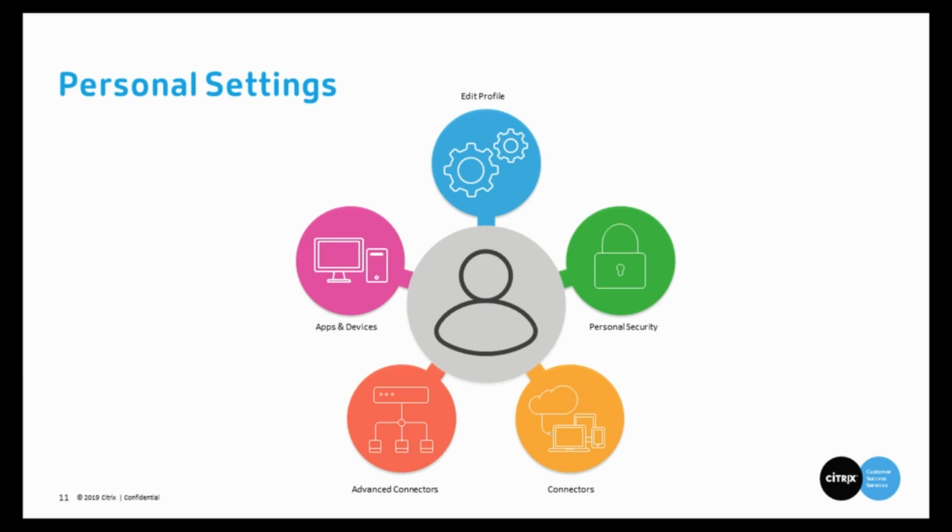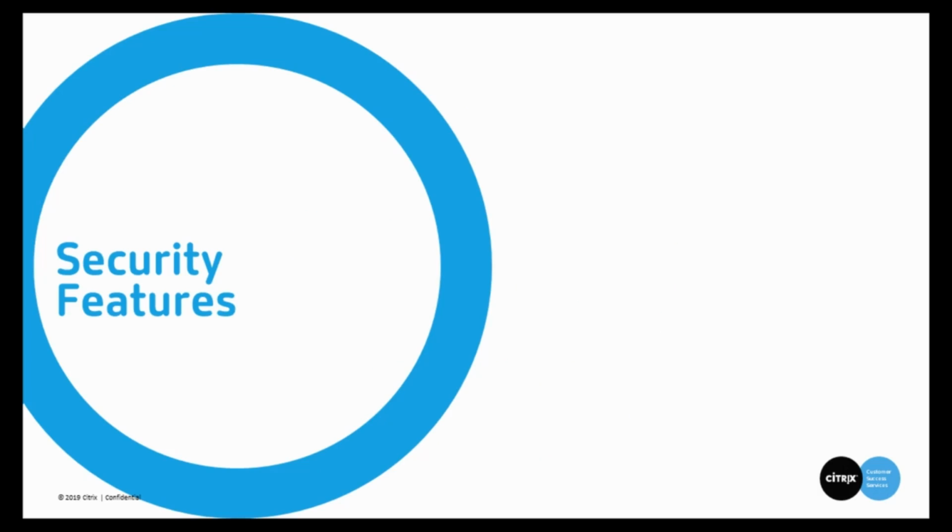We also have Personal Security. This is where you can update your 2-step verification for your phone or any mobile device that you have to provide an extra layer of security. We also have connectors and advanced connectors, where connectors allow you to connect to other additional cloud service tools. Then finally, we have My Apps and Devices. You can lock a user account on any device to prevent this user from accessing the ShareFile data within your account. This is very important for security. So speaking of security, let's then go into security features.